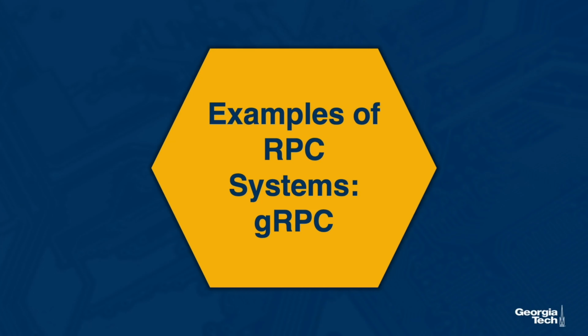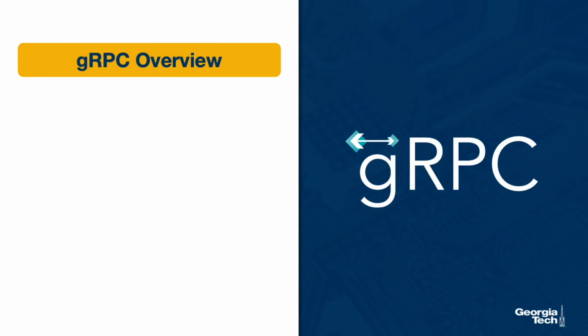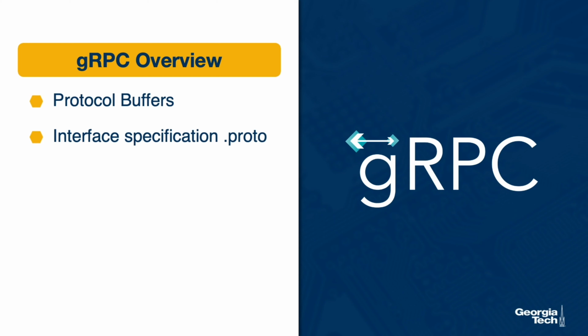A popular RPC system used today is gRPC. gRPC is an RPC implementation released by Google around 2016, and it's inspired by the original Sun RPC system. It relies on protocol buffers to provide the functionality to describe the interface and the data types and to perform the data serialization. In gRPC, the interface is specified in a .proto file.